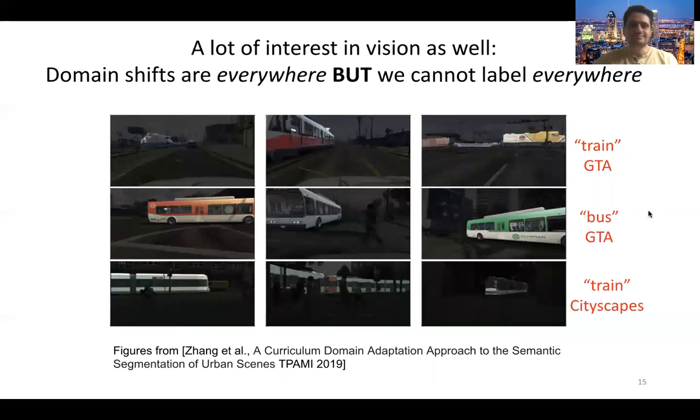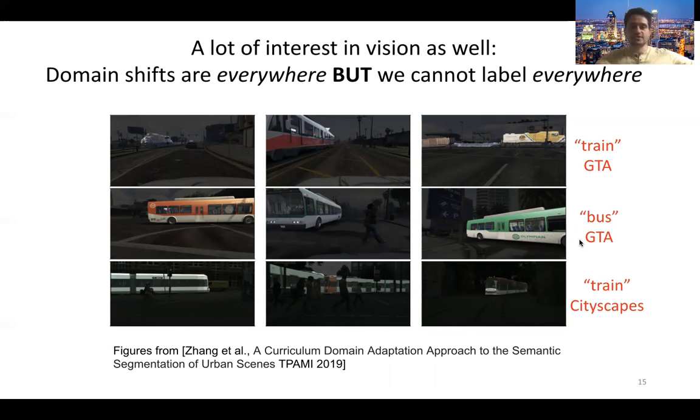Of course, unsupervised domain adaptation is not just interesting in medical imaging, because domain shifts are pretty much everywhere. What you see here is an interesting example of two different datasets of street scenes. One is generated by computer, GTA, I believe, and one is a real dataset, Cityscapes. If you train on one dataset and apply your trained model to another dataset that is different, where the appearances of semantic classes might be different, for example, buses here in GTA look unlike buses in Cityscapes.